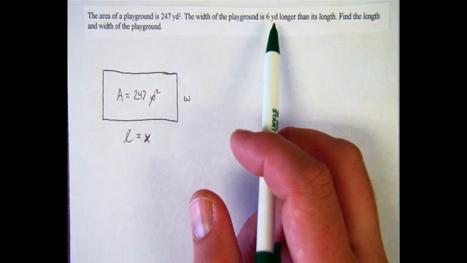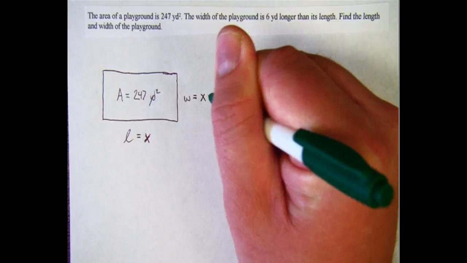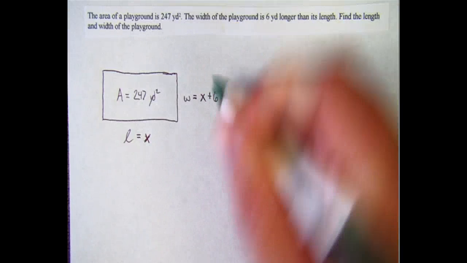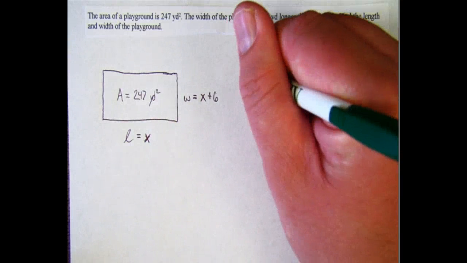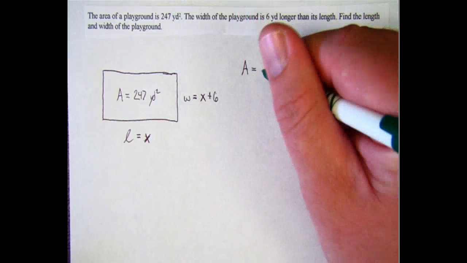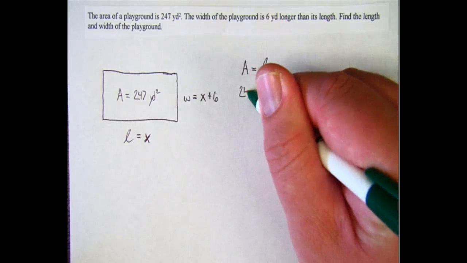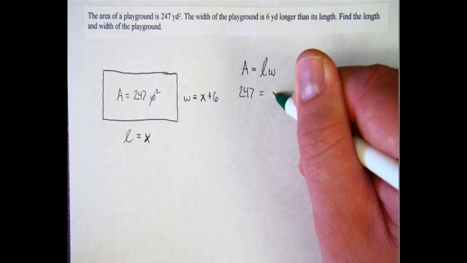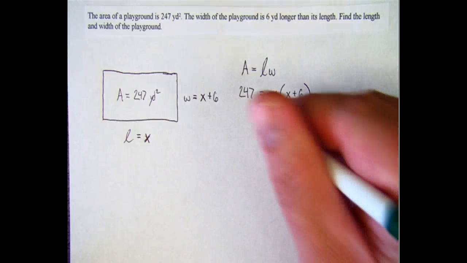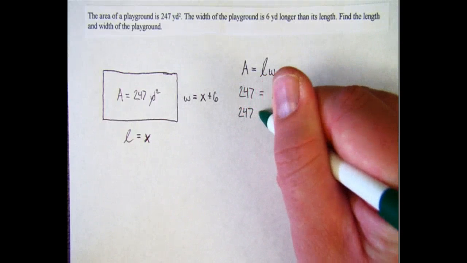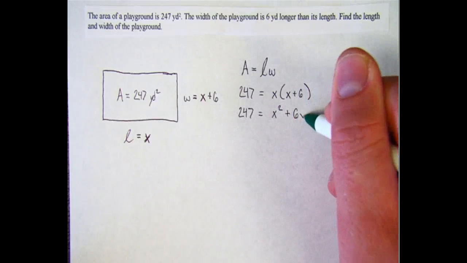My width is 6 yards longer than its length. So to find the width, I take the length and add 6 yards to it. So my width is x plus 6. My length is x. And you'll remember that the area of a rectangle is found by taking length times width. Well, my area is 247. My length is x and my width is x plus 6. I can multiply this out, and I would get x squared plus 6x.